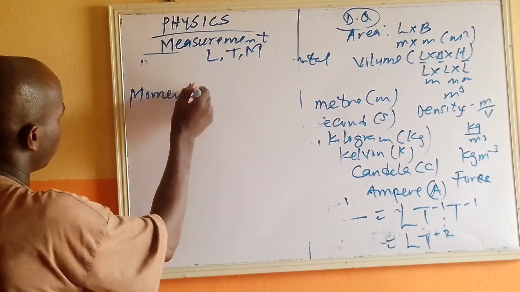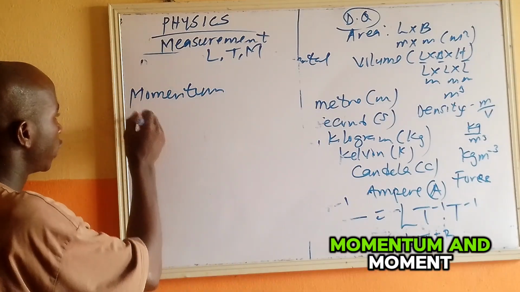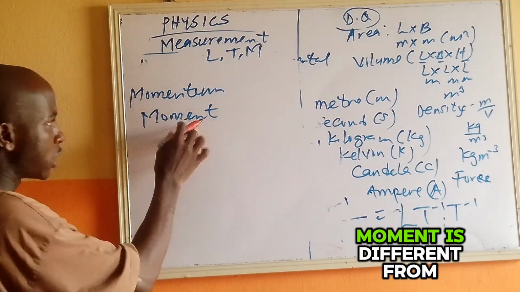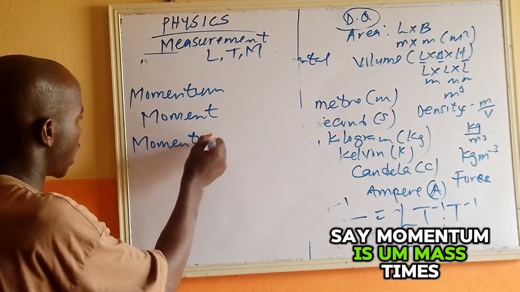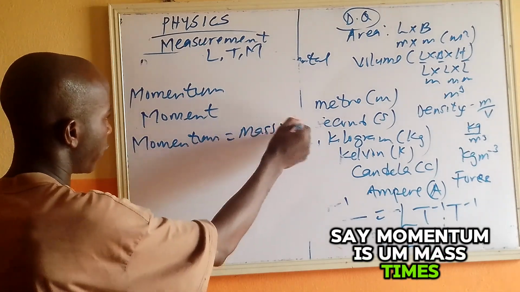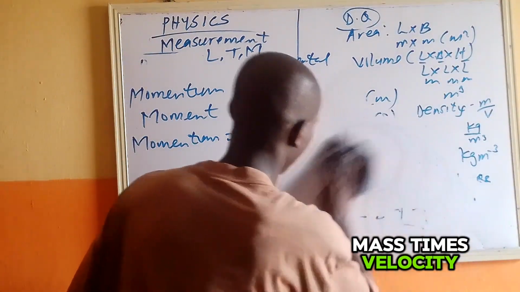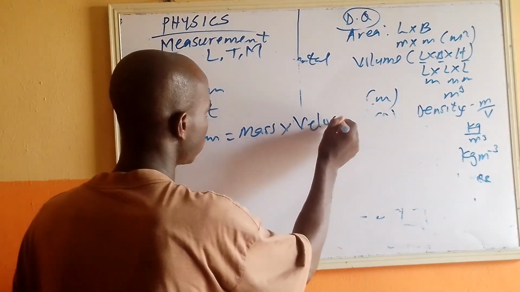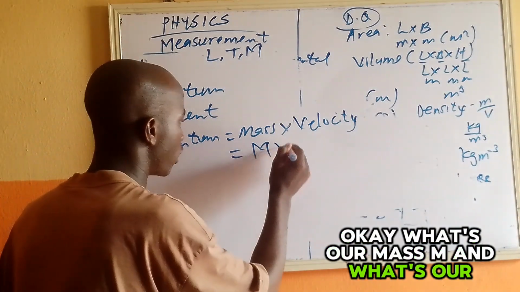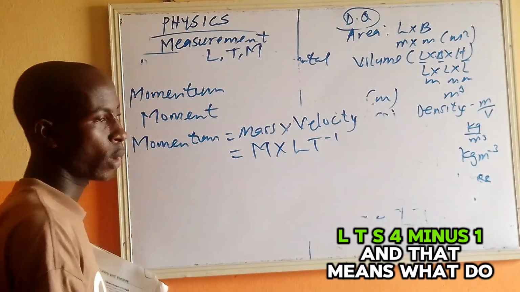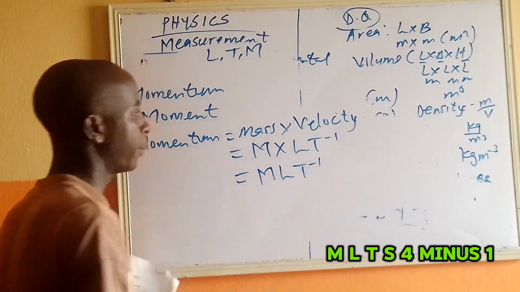Momentum. Some candidates used to mix momentum for moment. There's a difference between momentum and moment. Moment is different from momentum. What is the formula for momentum? Say momentum is mass times velocity. That's the formula for momentum. Mass times velocity. Okay, what's our mass? M. And what's our velocity? L t raised power minus 1. Then that means what do we have as answer? M L t raised power minus 1.